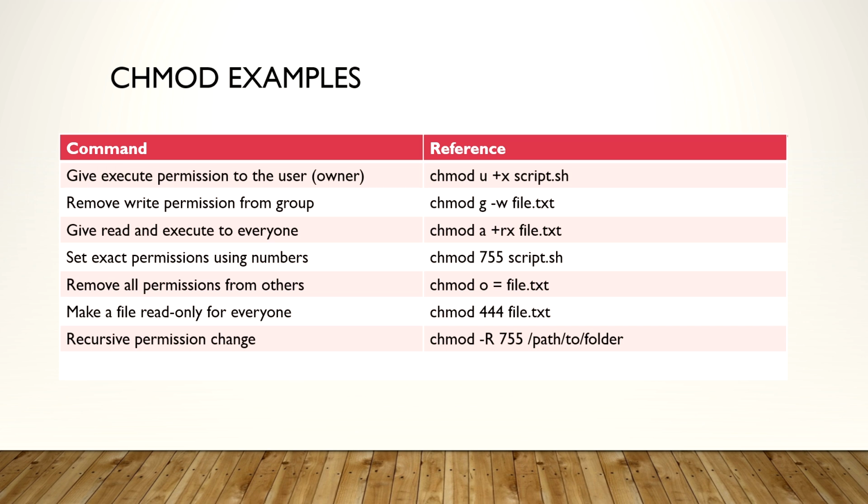That is chmod -R 755, and then a path where we specify the folder. Whichever file is added there, it will automatically get the recursive permission change. This is how we can execute the files with the help of different permissions for user, group, and others. This is about the chmod examples.